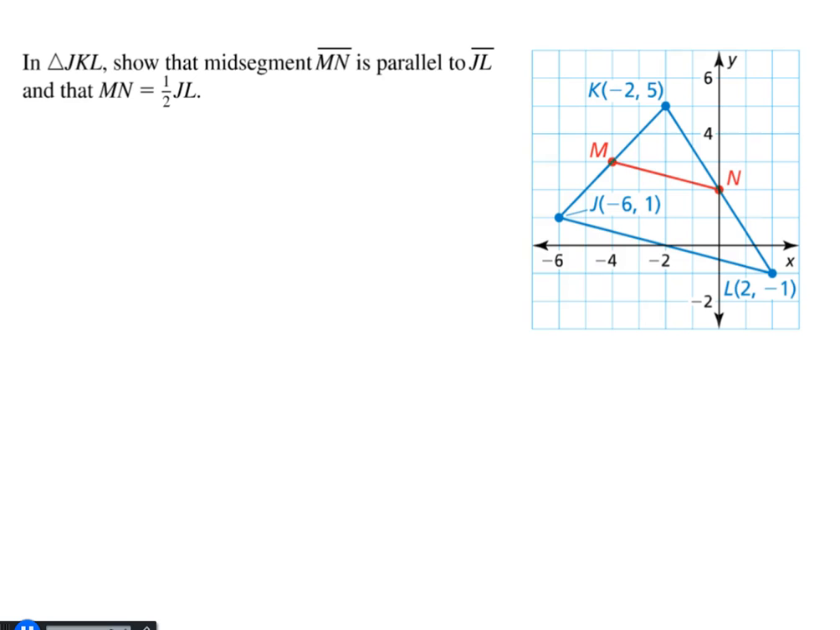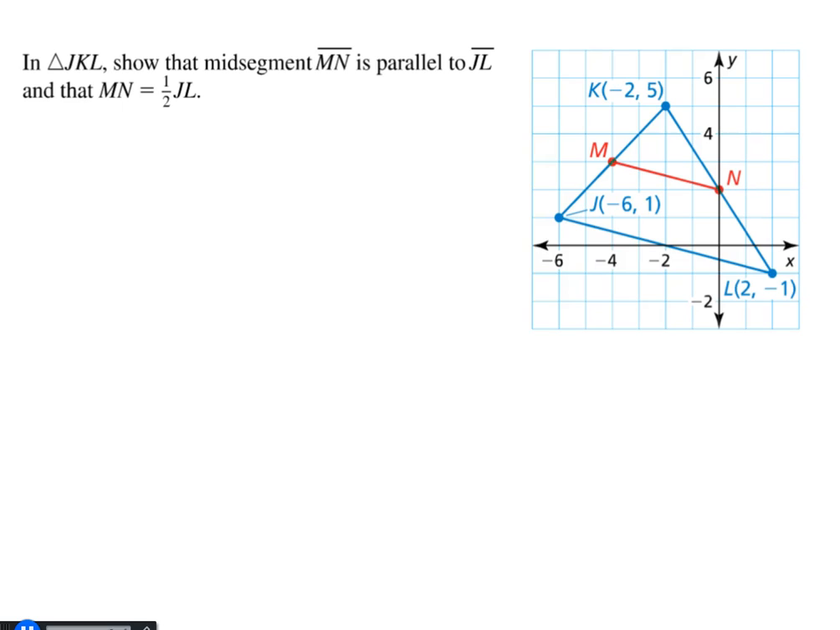Okay, now that you've had an opportunity to play with GeoGebra and look at those, hopefully you were able to see what the mid-segment theorem said as well. Now we're going to look at this example. We have triangle JKL, and we have mid-segment MN. We know M is the midpoint of JK, and N is the midpoint of KL. We want to show that MN and JL are parallel, and then we want to show that MN is half as long as JL.